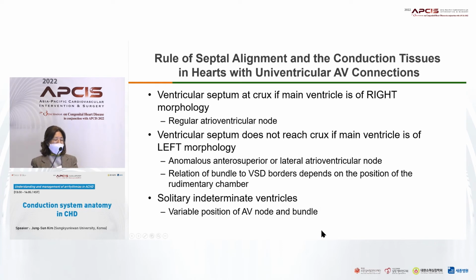The rules of septal alignment should also be considered in hearts with univentricular atrioventricular connection, along with the morphology of the main ventricle. In the heart with the dominant right ventricle, the ventricular septum reaches the crux, which means a regular atrioventricular node is present. When the main ventricle is of left ventricular morphology, the ventricular septum does not reach the crux cordis, so the connecting AV node is situated abnormally.